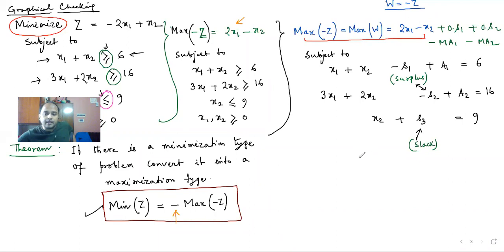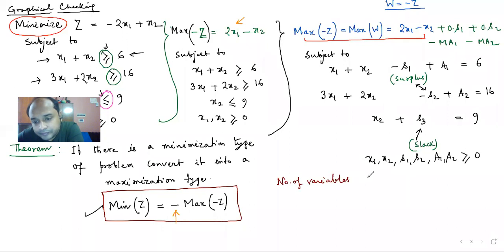Understood? And the variables x1, x2, s1, s2, a1, a2 would be greater than or equal to 0. And now you tell me how many variables are there. Number of variables present here is, tell me. How many? 6. Sir, yes.